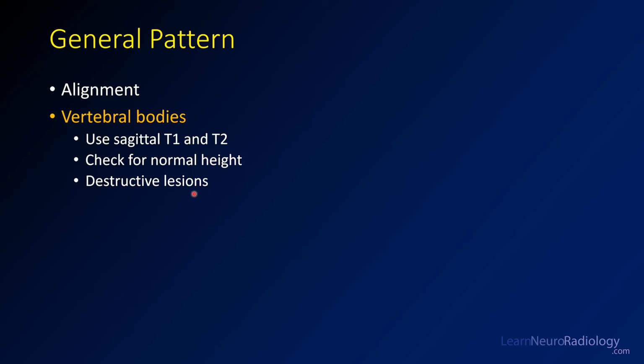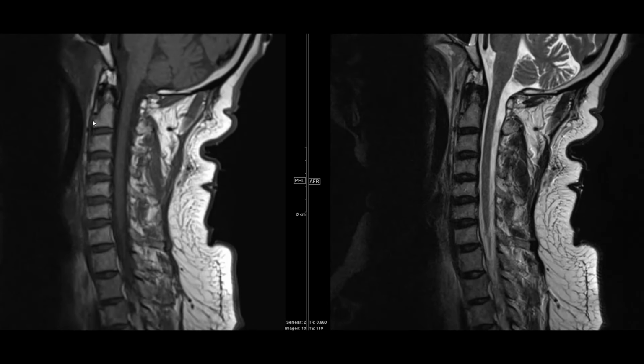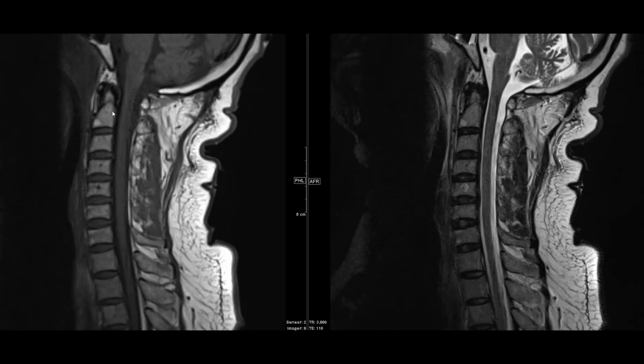You want to take a look for any destructive bone lesions, so any areas where the marrow is abnormal or any areas where the cortex has been destroyed. Here again, I've brought up the sagittal T1 and T2 weighted images. We want to take a look at these vertebral bodies. Here you can see the dens, so this is C2.